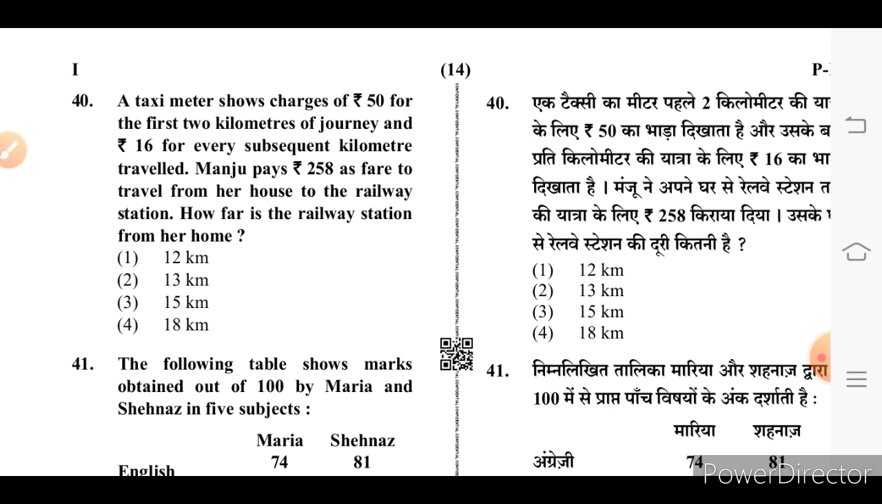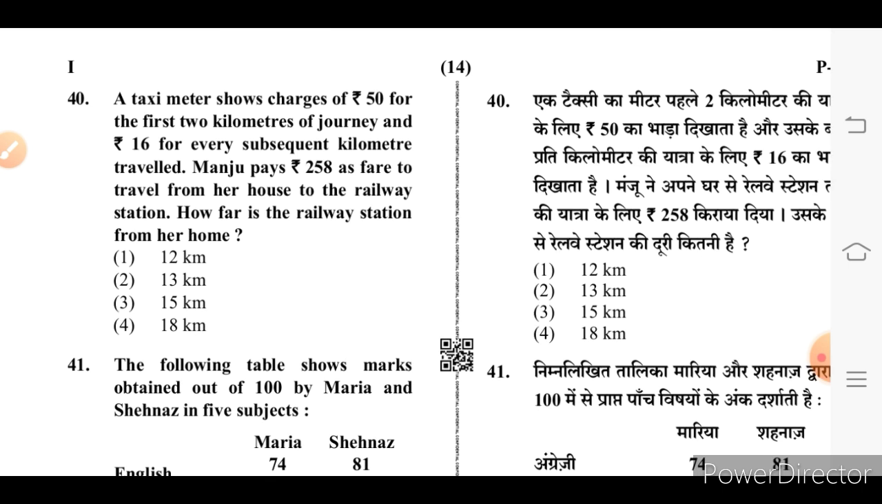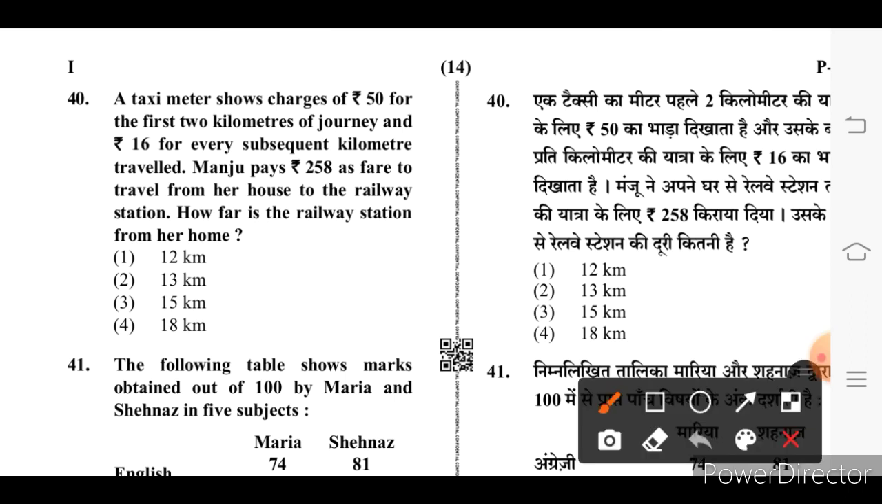Next question. A taximeter shows charges of 50 rupees for the first 2 kilometers of journey and 16 rupees for every subsequent kilometer travelled. Manju pays 258 rupees to travel from her house to the railway station. How far is the railway station from her home? The taxi charges 50 rupees for the first 2 kilometers only. After that it charges only 16 rupees per kilometer.